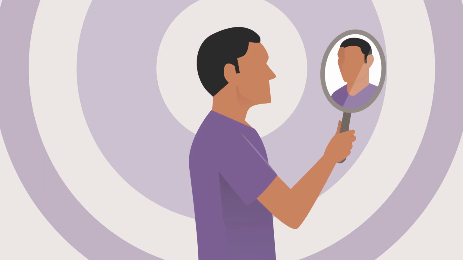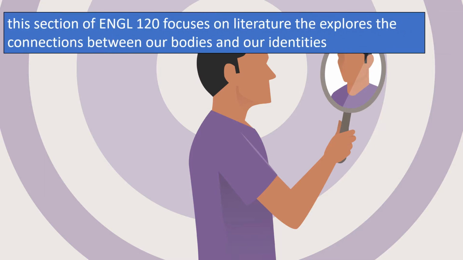This particular section of English 120 focuses on literature that explores the connection between our bodies and our identities. In other words, how our bodies impact our sense of self. Through the novels, short stories, poetry, memoirs, personal essays, the one film and 2 TV episodes that we will be reading and viewing as part of this course, as well as the virtual field trip we will be taking online to the Mutter Museum to view their exhibit of quote-unquote medical oddities.